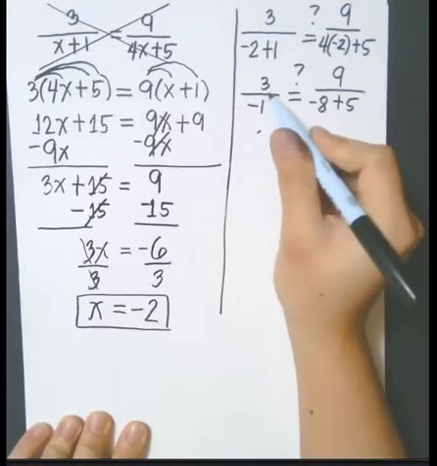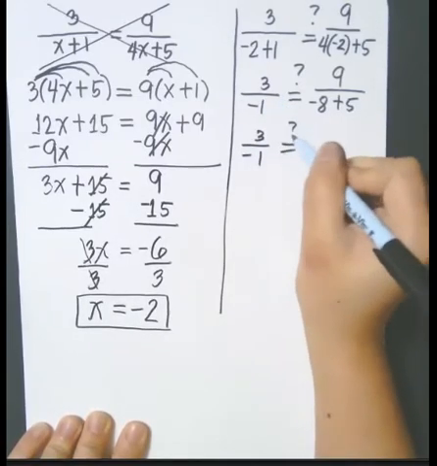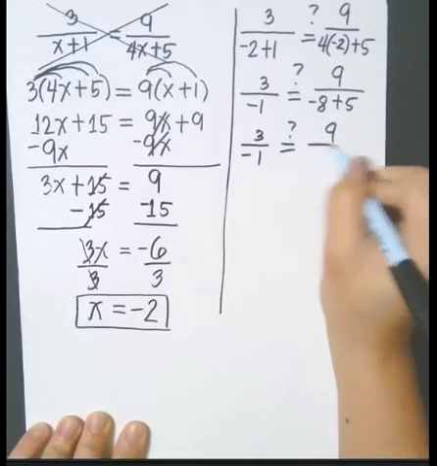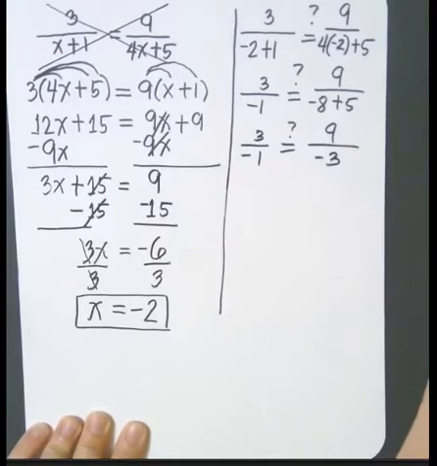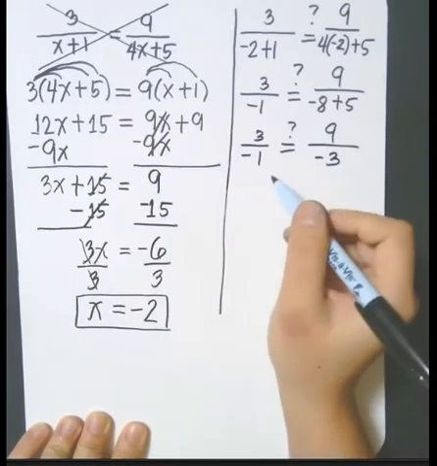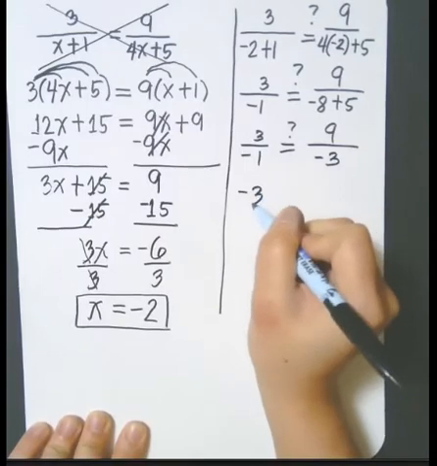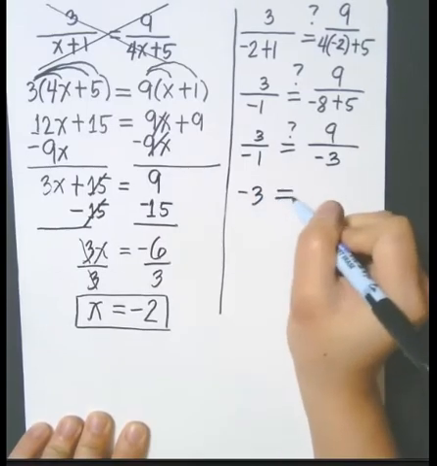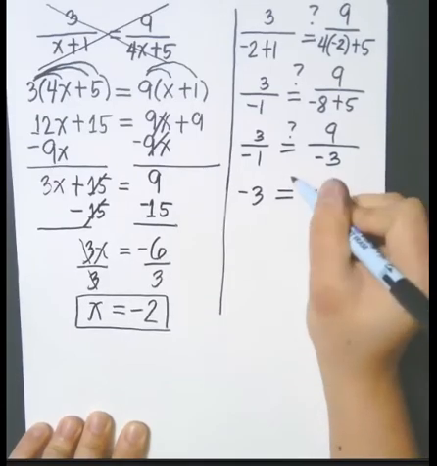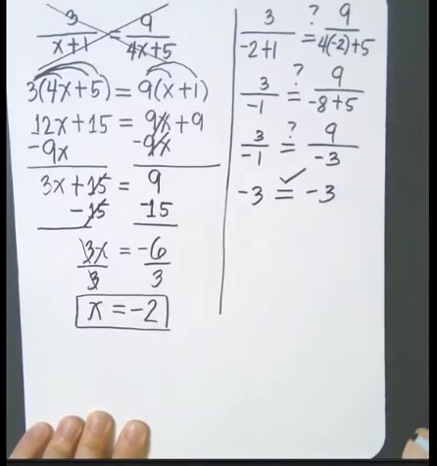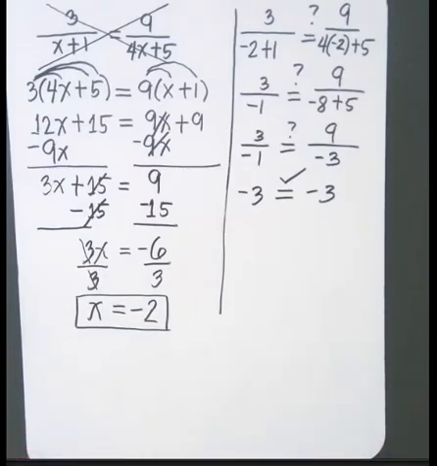3 divided by negative 1, is it equal to 9 all over negative 8 plus 5, negative 3. We're about to finish. 3 divided by negative 1 is negative 3. 9 divided by negative 3 is negative 3. If they are equal, therefore, the value of our solution is correct.